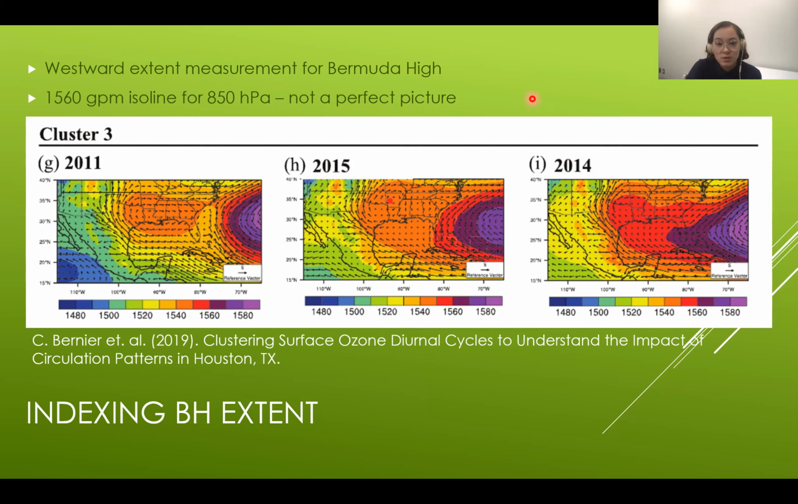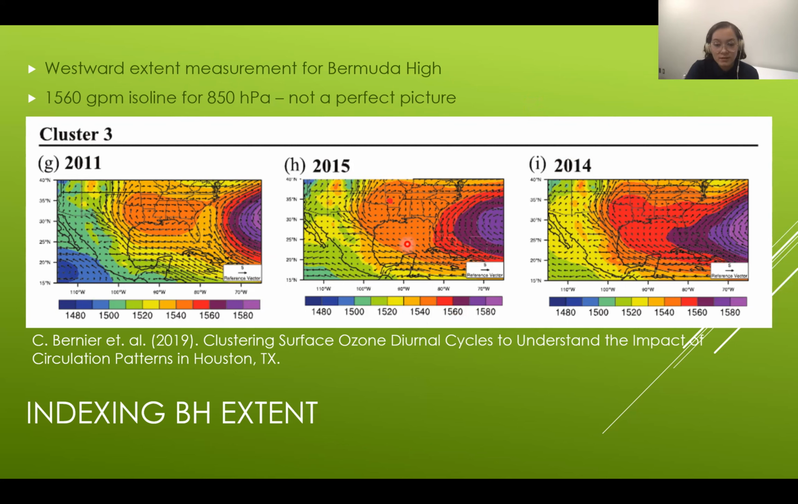However, there is a sort of sweet spot to this, because if the western extent of the BH is so far that the high itself, the center of the high with subsidence, is over land, then that land is going to experience more stagnant airflow and also dry conditions that encourage ozone production.